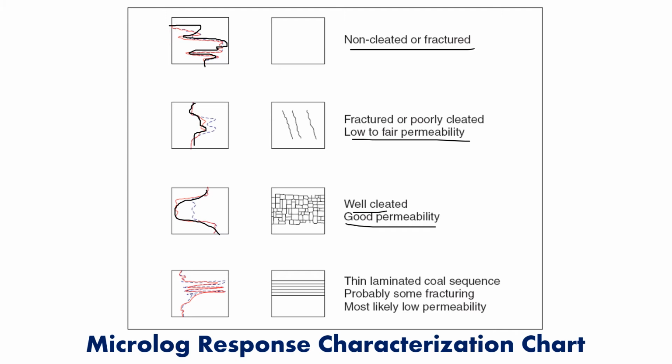Next, a thin laminated coal sequence, probably some fracturing, most likely low permeability. It is in peaks because it is laminated, so each bed is different. This is not that important, but its background should be known. That's all. This is an example of variation of permeability indications among coal beds using the same well bore.